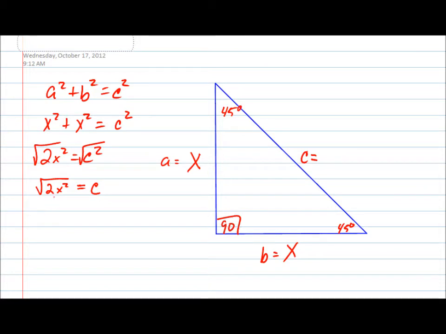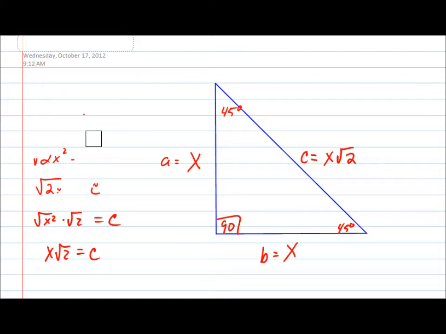and then that tells me that I have the square root of x squared times the square root of 2 equals c, and the square root of x squared is just x, so x times the square root of 2 equals c. So c equals x square root 2. Okay, so what does all that mean? Let me say it this way: if I know a side of a 45-45 right triangle, I know all sides.